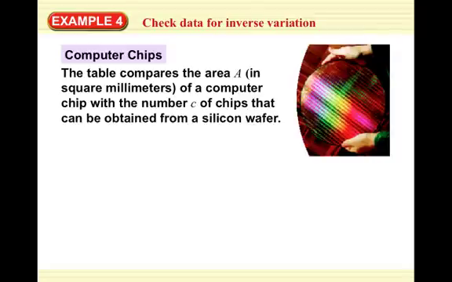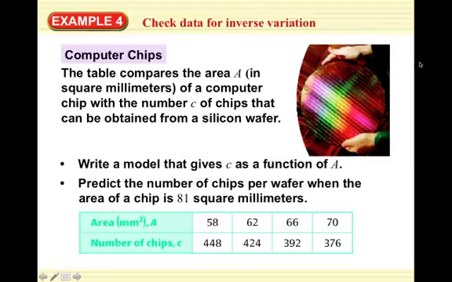So we're going to check some data for an inverse variation. And we've got a table that compares the area in square millimeters of a computer chip with the number C of chips that can be obtained from a silicon wafer. Write a model that gives C as a function of A, big A. So we're going to have C equals little a, our constant of variation, over big A, the area. We're going to predict the number of chips per wafer when the area of a chip is 81 square millimeters.